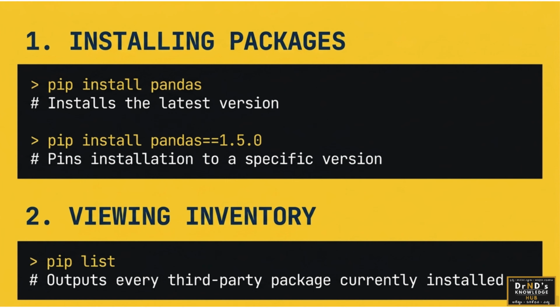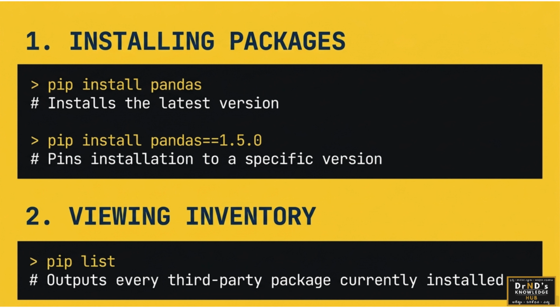Next, we can see every installed package using pip list. This command displays all installed third party libraries together with their versions. Whenever you troubleshoot software issues, checking installed versions is usually the first step.